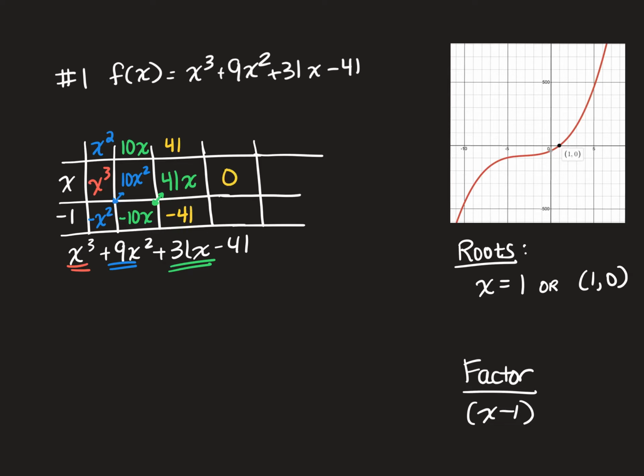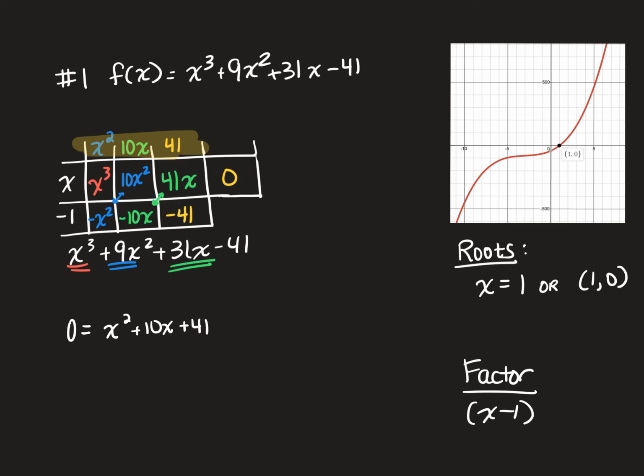And then I don't have to add anything. That gives me, my remainder is 0. So I know that I did the division properly because I don't have a remainder. All right, so now I've got this quadratic, and I'm going to solve now as if that quadratic is set equal to 0. So 0 equals x squared plus 10x plus 41.